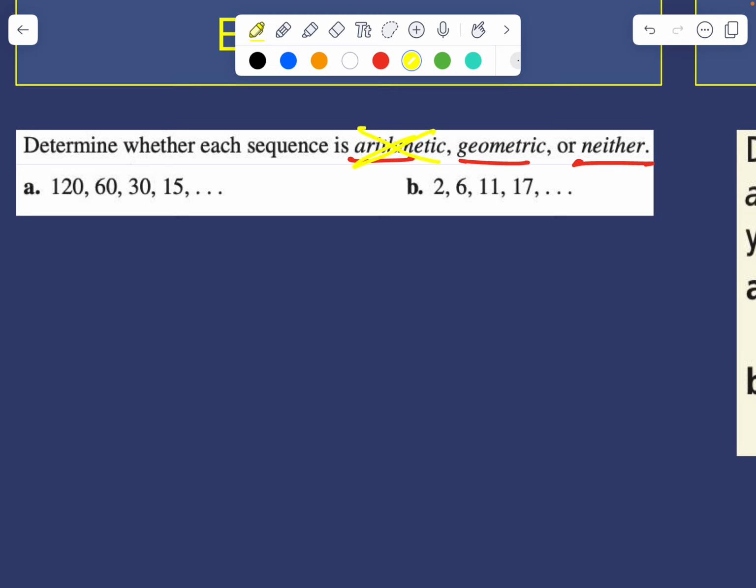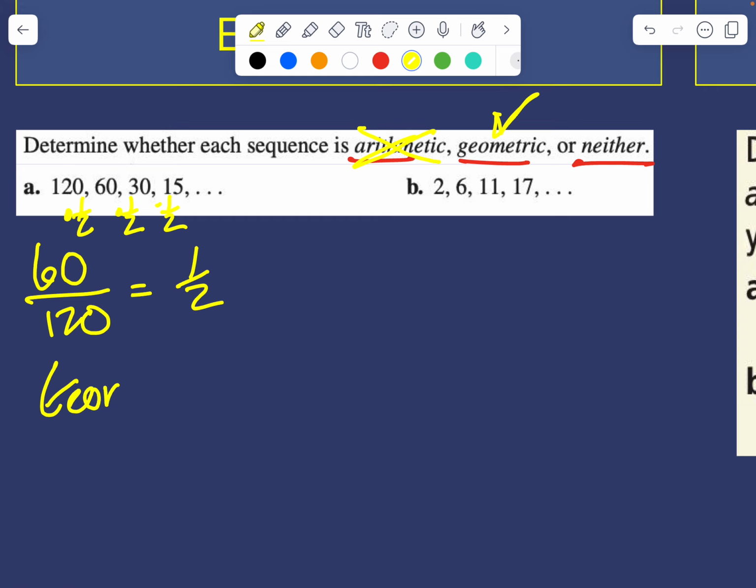So it's not arithmetic. Geometric, I'm going to do my second term divided by my first term. Well, 60 divided by 120, that's 1/2. If I do 120 times 1/2, I get 60. 60 times 1/2, I get 30. And 30 times 1/2, I get 15. So this tells me, okay, this is geometric. Usually these will ask you to explain. This right here would be enough of an explanation for me: you show me, look, we're multiplying all by 1/2.